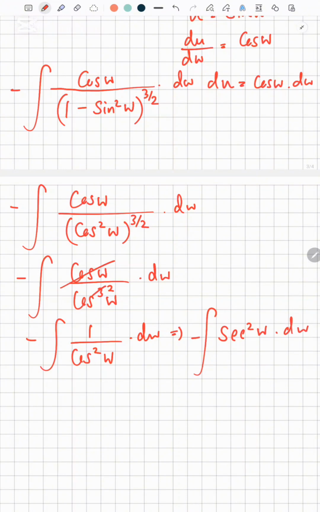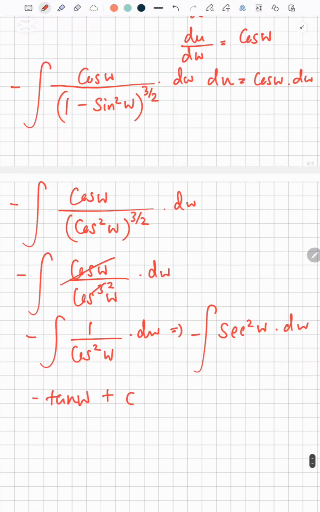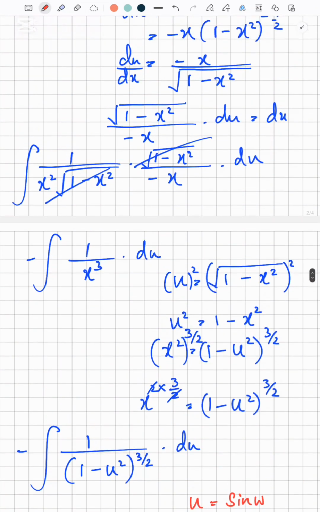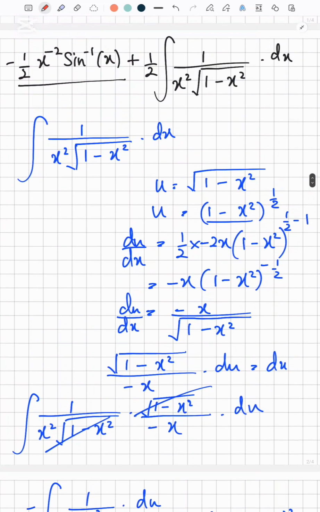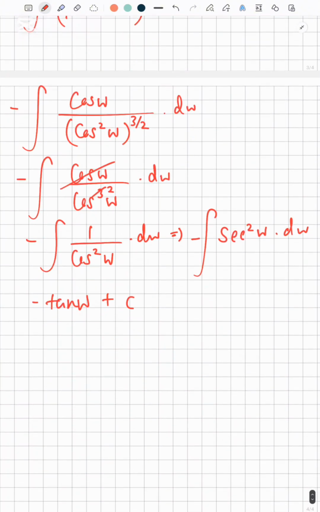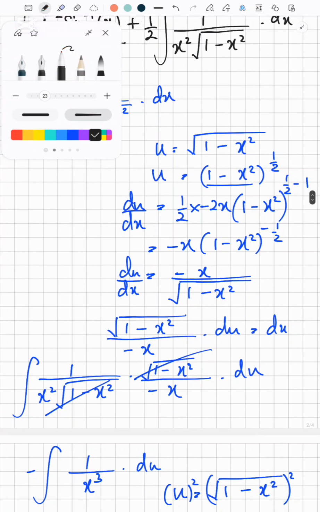So what's the integration of sec squared w? Easy. Tan w, sorry, not tan x, I'm sorry, tan w. Minus tan w plus c. So now let's put in our substitutions. So we had a half in front too, right? Yeah, we had a half in front. So your final answer would be, alright, that with black.